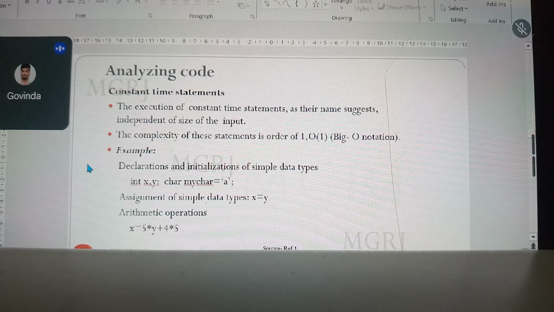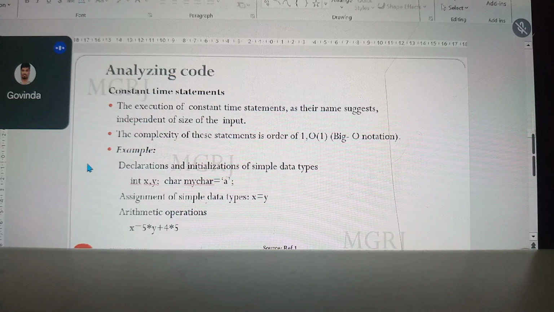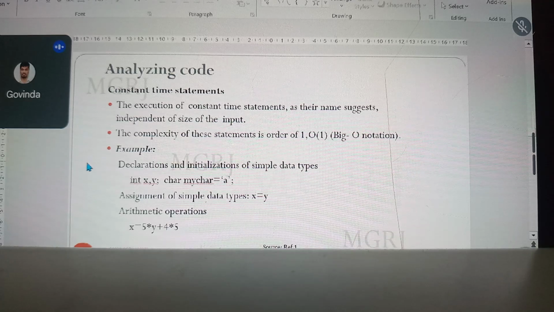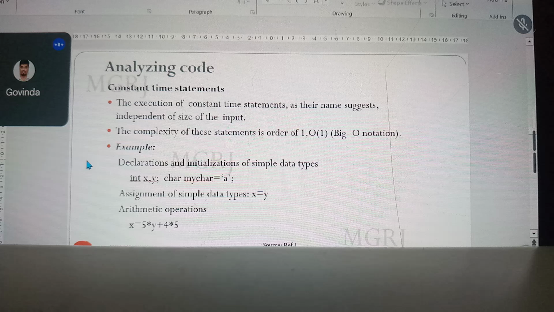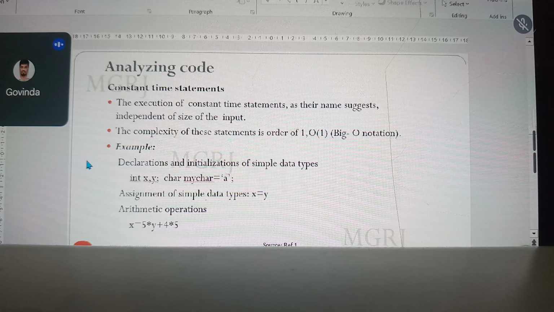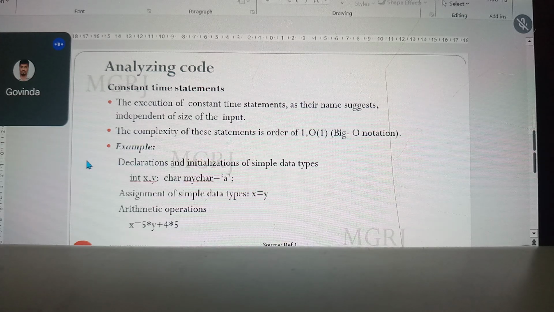In a given program, there will be some statements whose execution is repeated over certain iterations based on some value, like n in the previous example, and there might be other statements that execute only once. Yes or no? Those execution times do not depend on the value of n, the data. Those types of statements are called constant time statements. For example, in the previous example, there was int sum equals 0. That's a constant time statement.